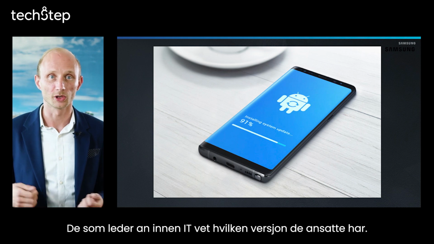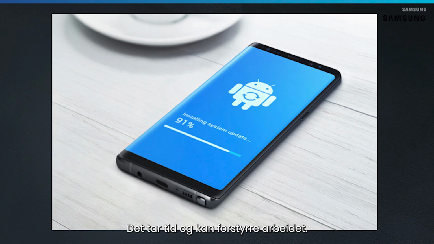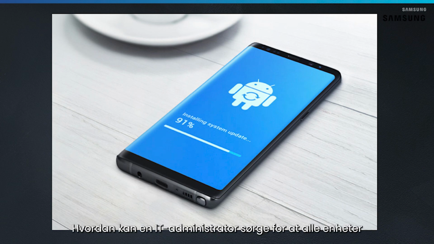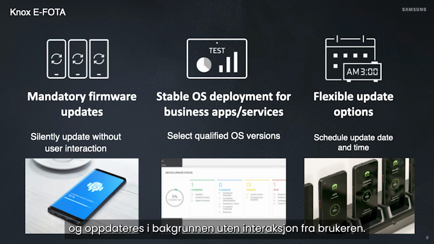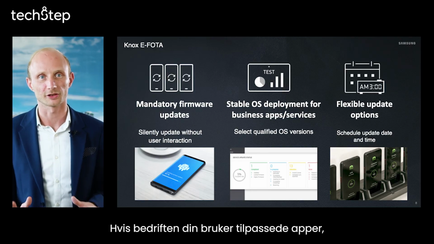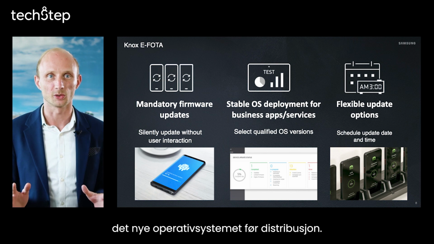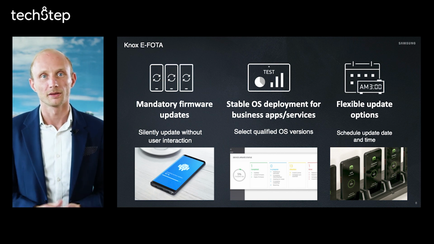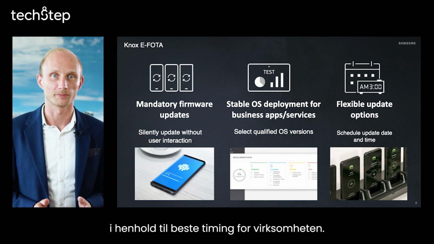IT leaders don't know what version your employees are on. It takes time and can disturb work. How can an IT admin make sure all devices are updated and safe? ePOP provides mandatory firmware updates, and devices are updated silently without user interaction. If your company is using custom apps, it will give IT the flexibility to test the new OS before deployment. They can then push the update according to the best timing for the business.